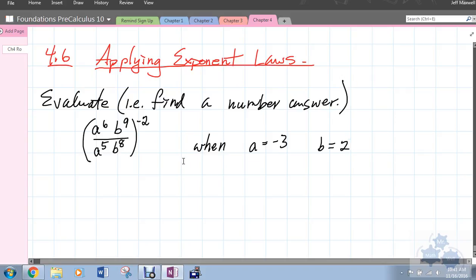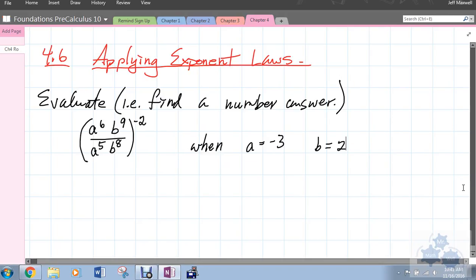When you're done that, I want you to compare your answer with someone nearby you, and also compare your strategy and how you figured this out with someone nearby you as well. Okay, so I'll give you a couple minutes to do that.